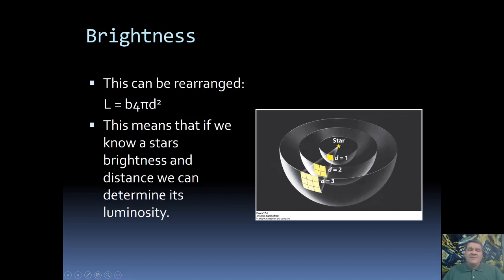Now again, we're going to be seeing a lot of equations. You don't have to memorize the equations, but I do want you to remember the relationships. So as we have a greater brightness and a larger distance, the luminosity is going to increase. That sort of thing. That's what I want you to be able to remember.